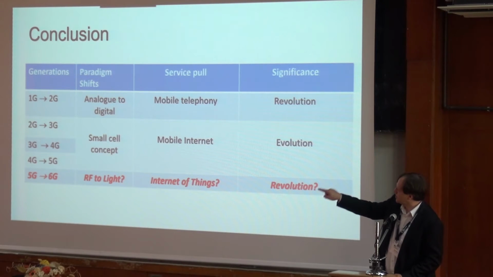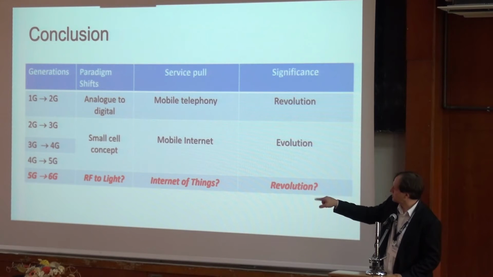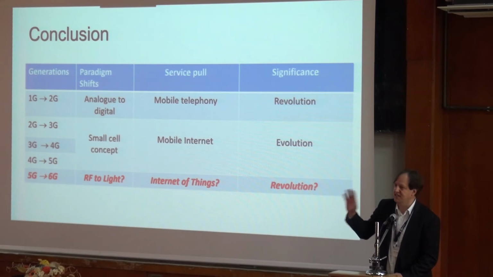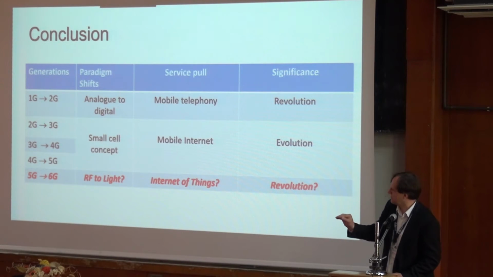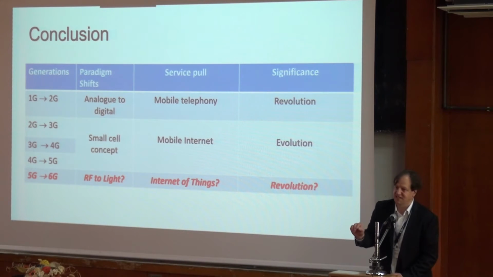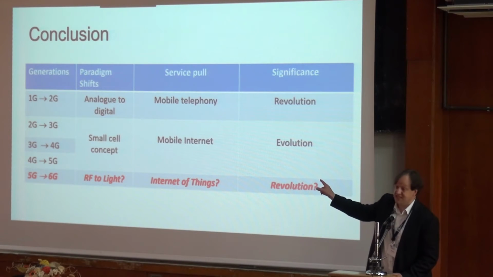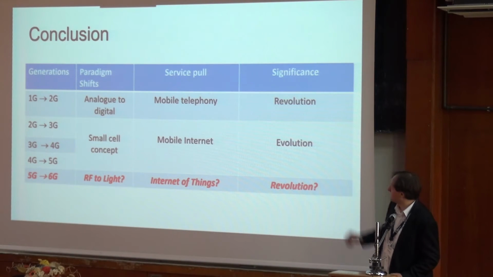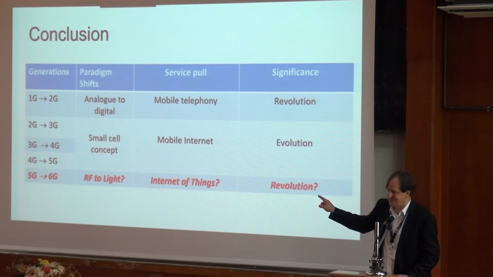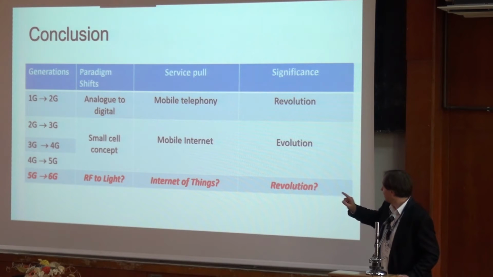2G to 3G, 3G to 4G, 4G to 5G didn't have a real paradigm shift, and the idea was evolution. There's an evolutionary step through these generations, with the small cell concept being the real paradigm shift in that transition. And the mobile internet was the pulling service, and that is a revolution. So my hypothesis is that if we move from 5G to 6G, we will move from RF to light. And the Internet of Things will be the application driver, and this will be a revolution.